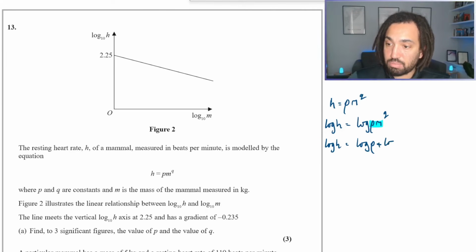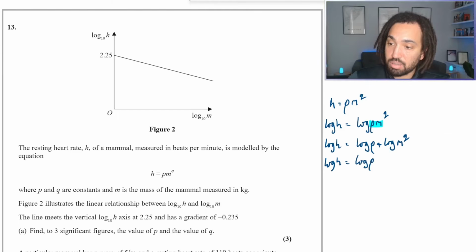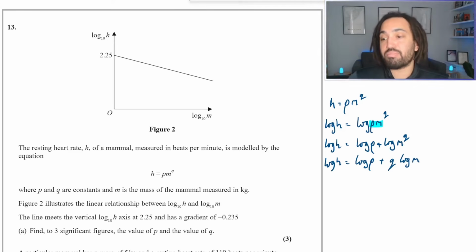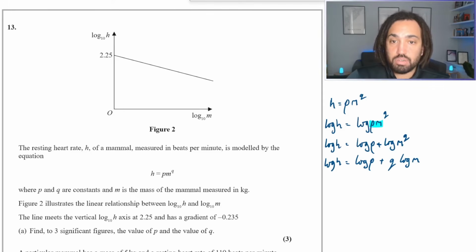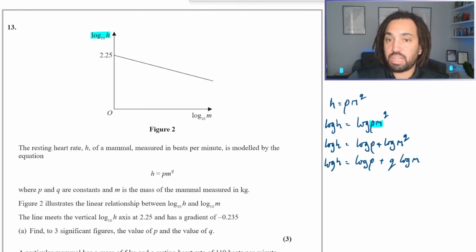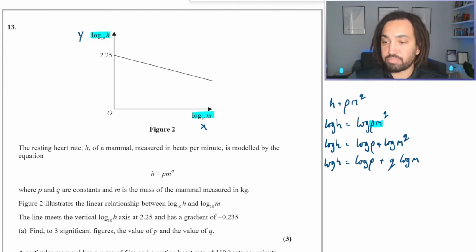So that's log p plus m to the q, and we can bring that down to get q log m. And then finally, I'm going to look at what my variables are. So one of my variables is log h, and the other one is log m. So the log h is obviously on the y-axis, and the log m is on the x-axis.